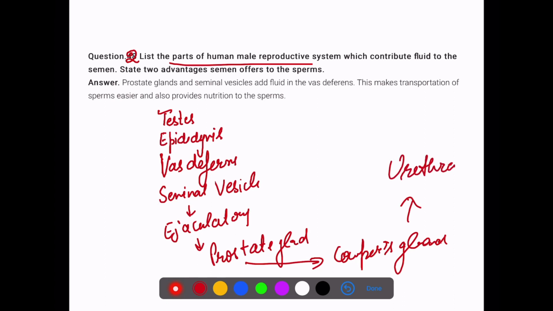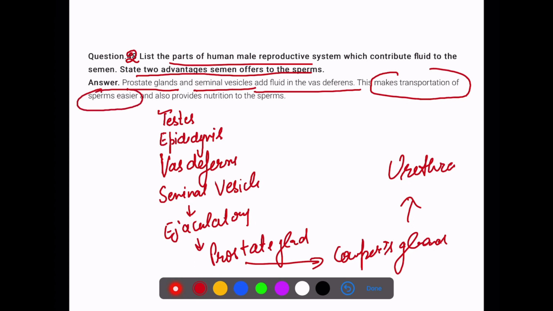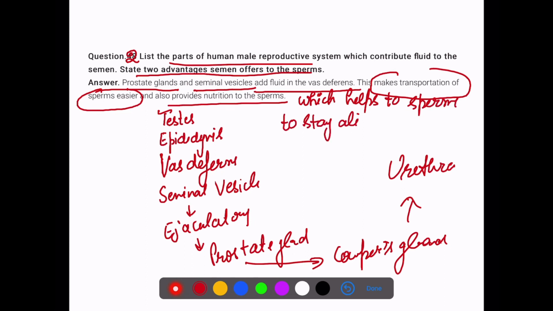Then, state two advantages that semen offers to the sperms. Because the prostate gland and seminal vesicles add fluids in the vas deferens, it makes the transportation of sperm very easy, as well as providing nutrition to the sperm, which helps the sperm to stay alive. They also help in the motility function, and the speed of the sperm is maintained by these fluids.